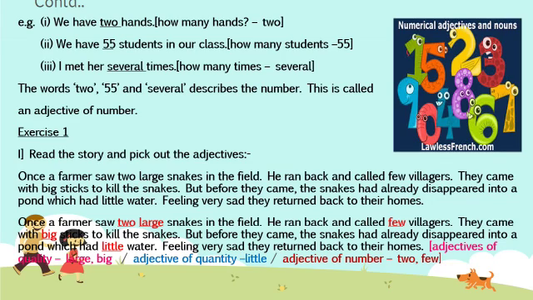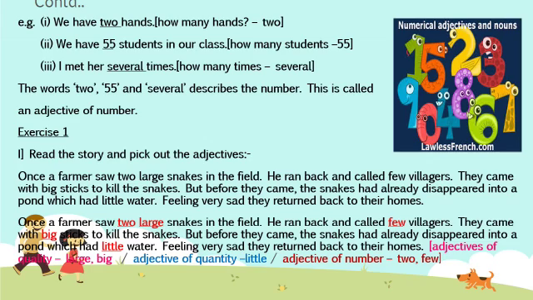So they came with the big sticks to kill the snakes. So big, what kind of sticks were they? They were big sticks. But before they came, the snakes had already disappeared into the pond which had little water. How much of water was there? Little water. You cannot say how many water. You just have to ask the question, how much of water was there in the pond? There was little water.